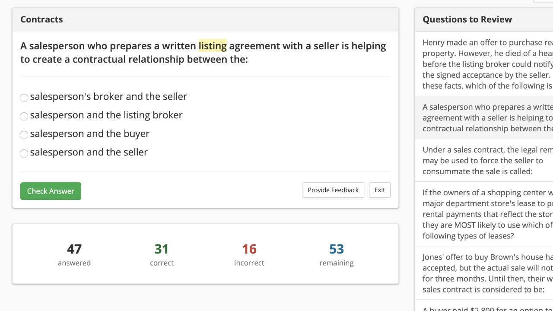All right. So a salesperson who prepares a written listing agreement with the seller is helping to create a contractual relationship between the A, salesperson's broker and the seller, B, salesperson and the listing broker, C, salesperson and the buyer, or D, salesperson and the seller. What does everybody think here?